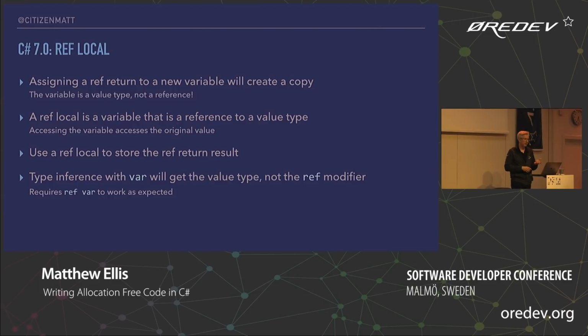So ref local, it's a variable that is a reference to a value type, and accessing that will use the original value. And the key thing here as well is that if you're using var, don't get caught out by thinking that the type inferencing will work for you here, because the var will tell you what the value type is, but you still need the ref modifier. So we'd use ref var to be able to use type inferencing.